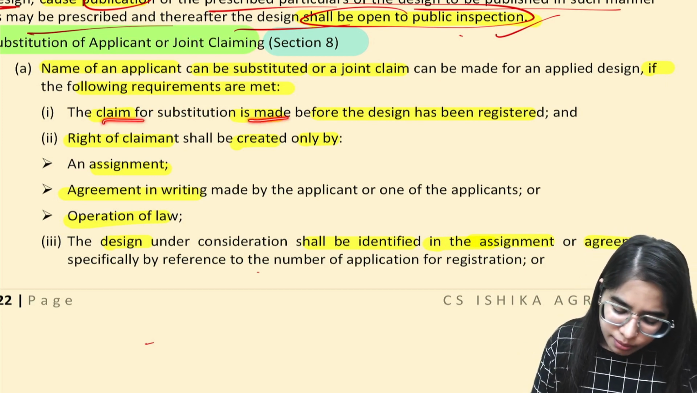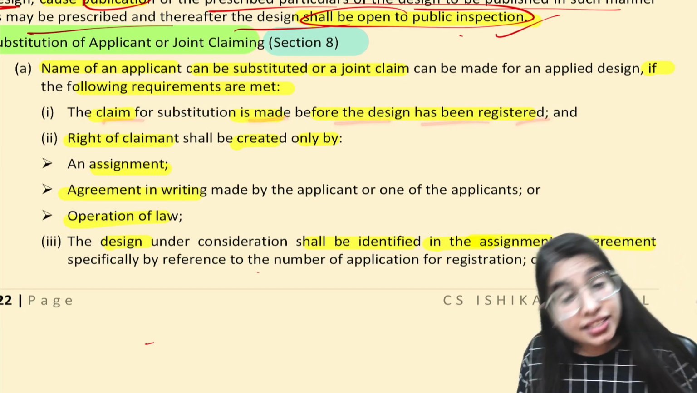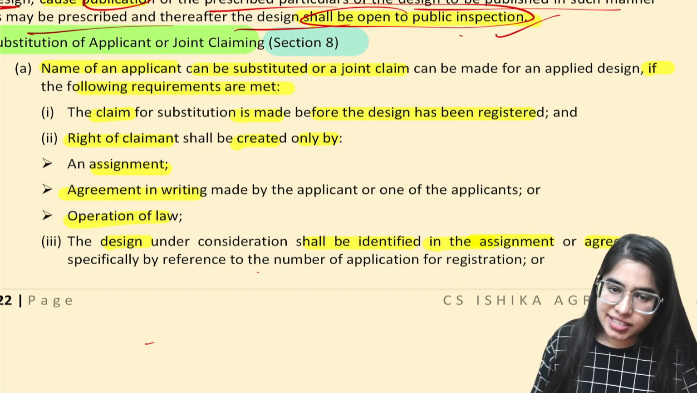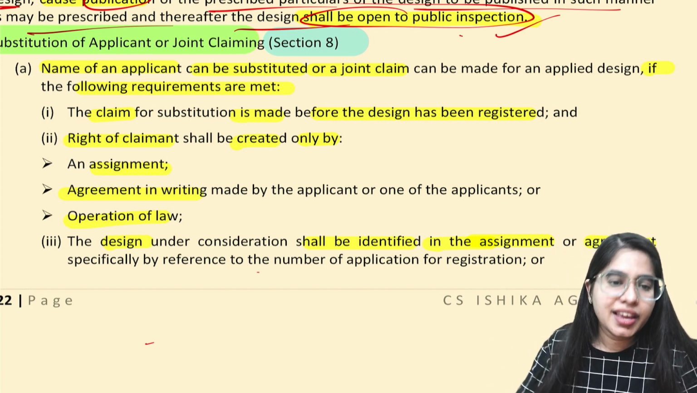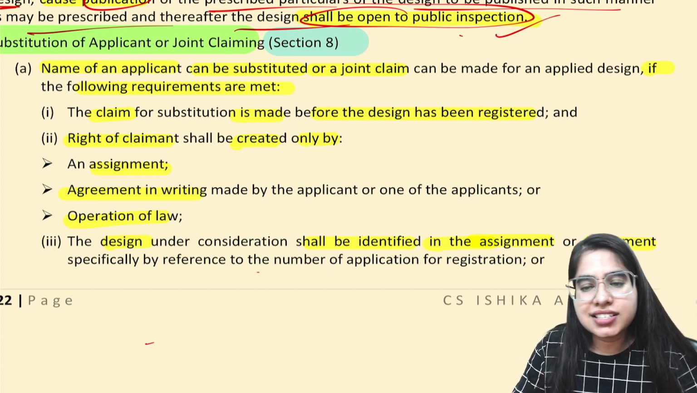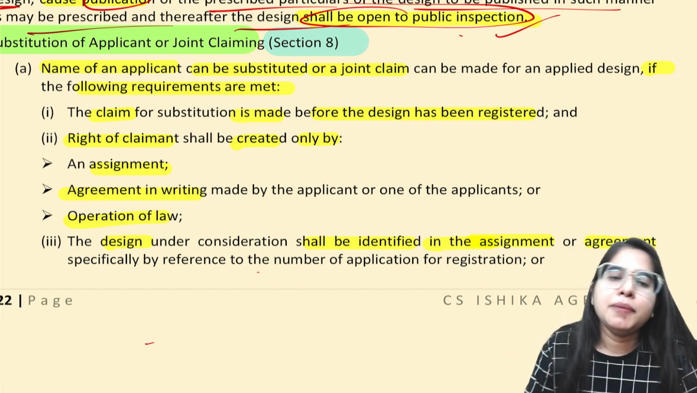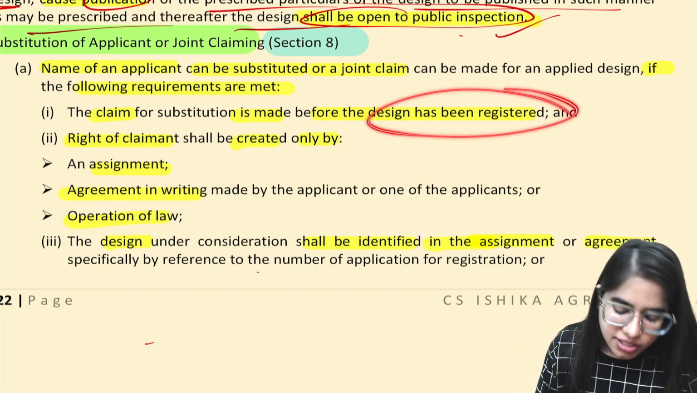First, the claim is made before the design is registered. That substitution is done before the design is registered. Once the design is registered, after that you cannot do anything. But yes, if the application is made, the application is pending, and the design is not yet registered, then you can do so.